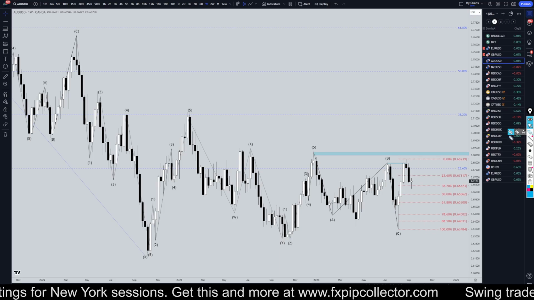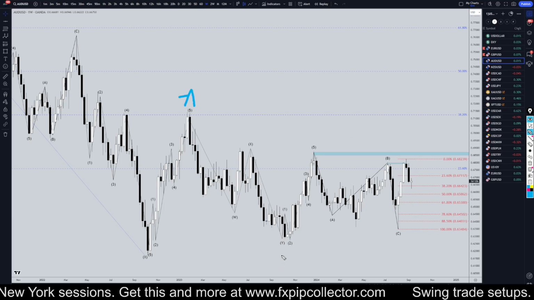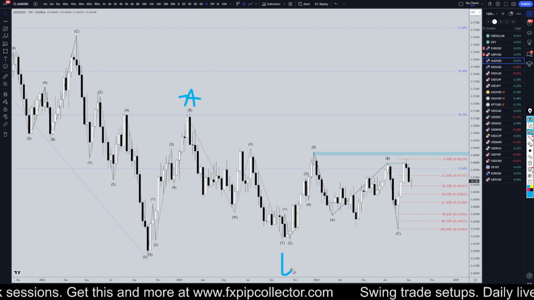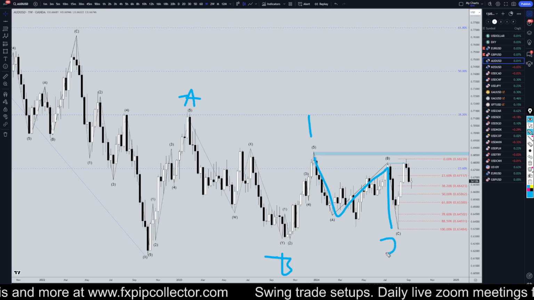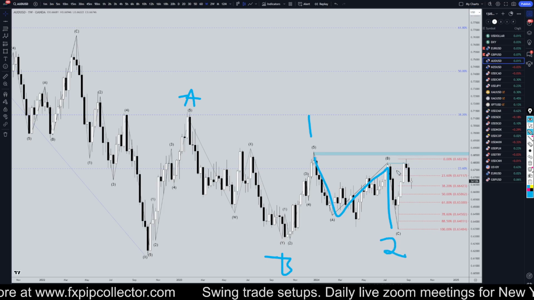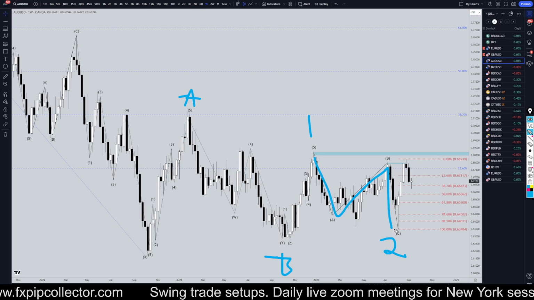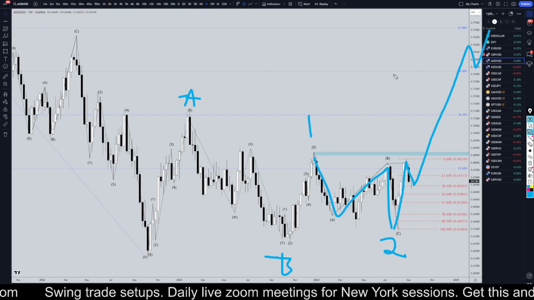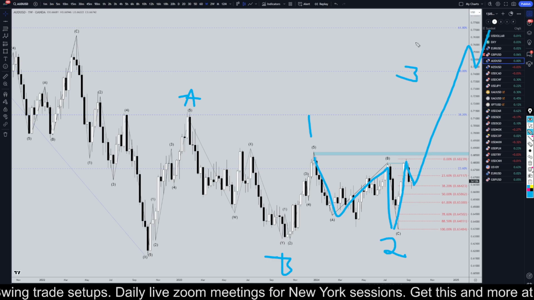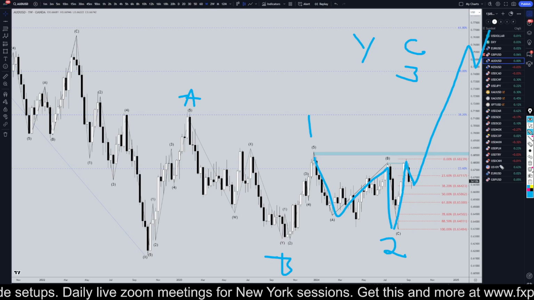On the weekly time frame, like I said, I think this is likely the A. I think this over here is likely the wave B. That means that this would likely be a 1. This would be a big ABC correction, wave 2. And I think we're in a wave 3 already. We're just in subdivisions of the wave 3, like a 1 of 3, 2 of 3, 3 of 3, and so on for the wave 3 of wave C, which is a wave C of wave Y.